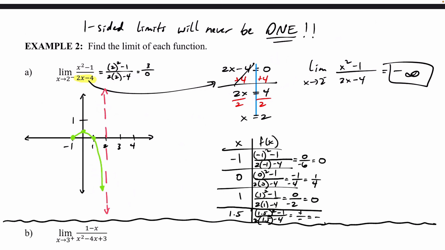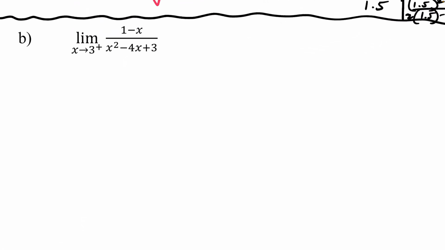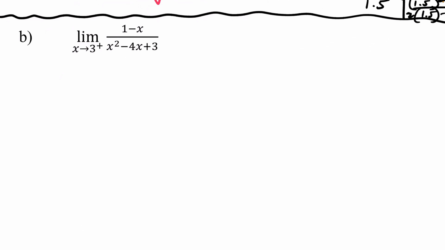So let's try another one. This one should look familiar. We just did it, right? We just did it on the other side. So we actually know where the vertical asymptotes are for this guy. It's the same one we did on the other side, on the opposite side. Okay?